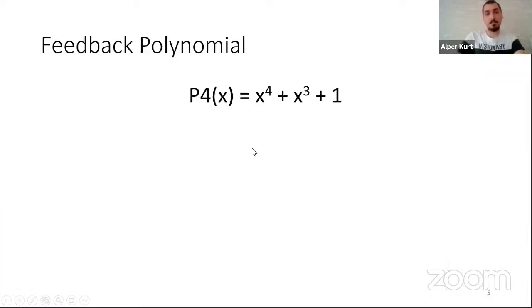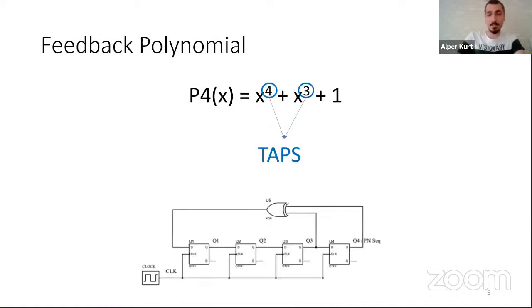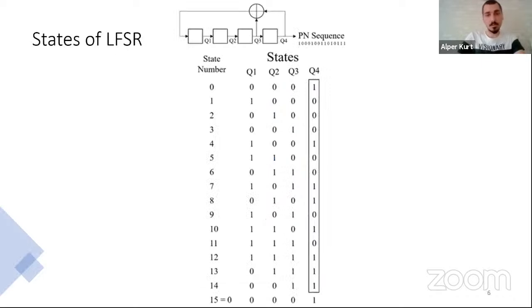When we examine this feedback polynomial, we can see that the powers of these x terms are called taps, and these taps determine which outputs of the D-type flip-flops will be applied to the XOR gate, as you can see here. The 1 stands for the feedback mechanism. The output of the XOR gate will be applied to the input of the first D-type flip-flop. So these are all the states of the LFSR. Q1, Q2, Q3, and Q4 are the outputs of the D-type flip-flops.